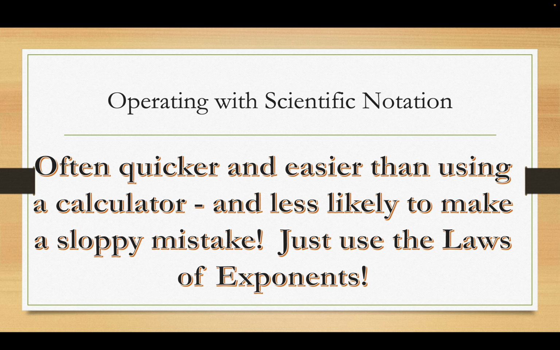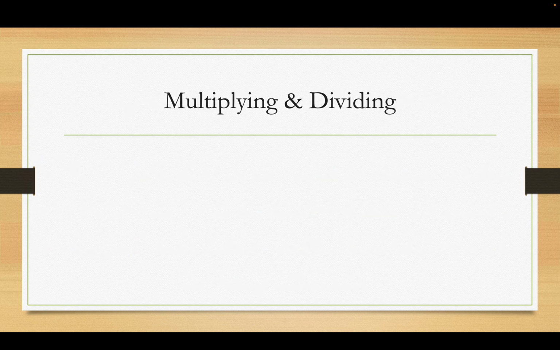Operating with scientific notation is often quicker and easier than using a calculator, and less likely to make a sloppy mistake because of how many times you have to press 0 and so on. And then you just use the laws of exponents. So again, the consistency of math, the logic and the reasoning is to take these laws of exponents and apply them to real world problems that involve atoms and so on, used in something like chemistry or physics. You could use it as well.